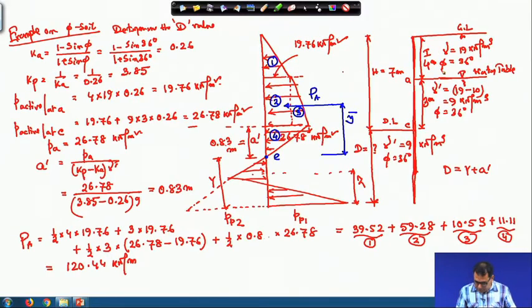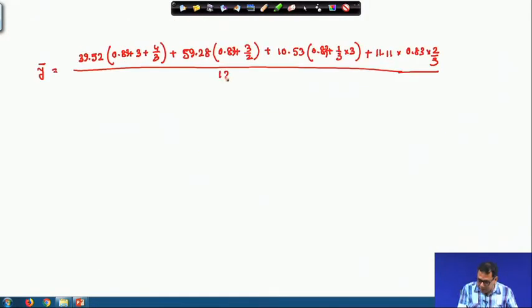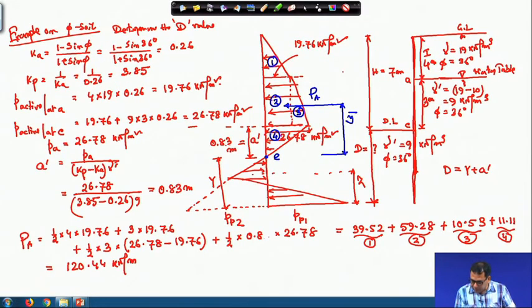And the total force is 120.44. So, this will be 120.44. So, this lever arm is 3.05, this y bar meter from point E. Okay. This is point E. So, this part is done, PA calculation and the lever arm calculation, or y bar calculation, I have done.